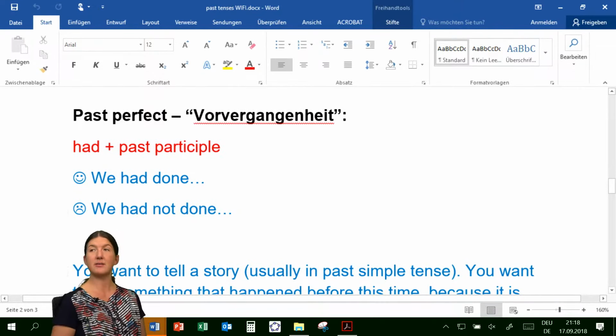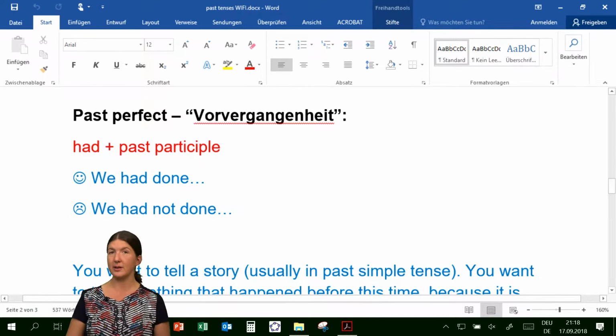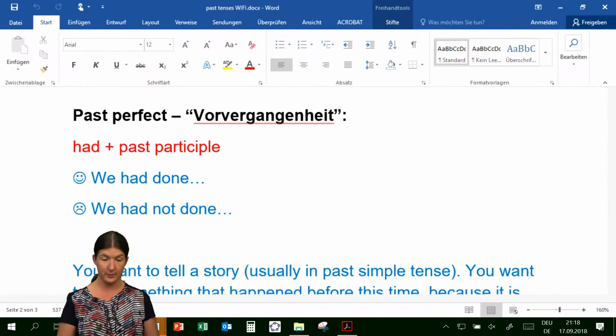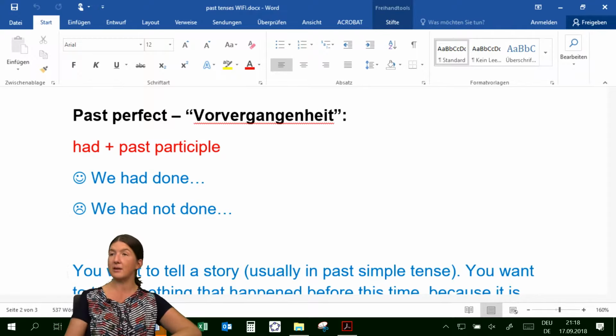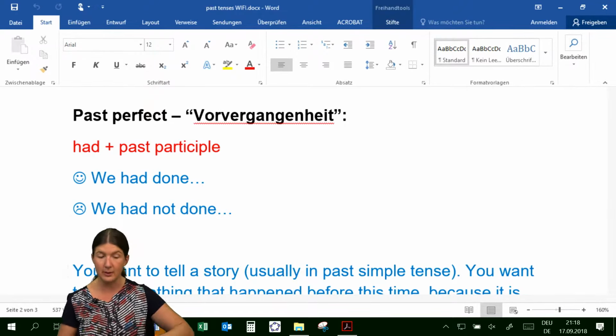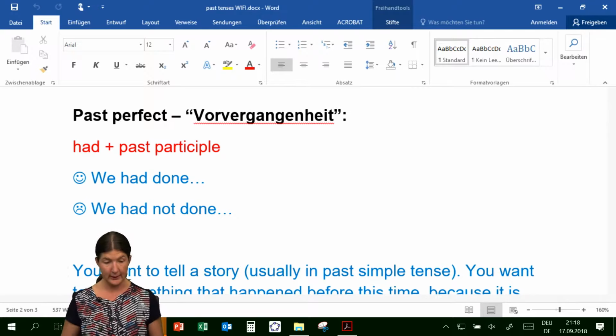Then we have one of my favorite tenses that nobody uses ever. The past perfect tense, in German the Vorvergangenheit, which I think is a name that in German makes quite a lot of sense, because it does express what the past perfect does. The formation is quite easy: had and the past participle. It's unchangeable, so you don't have to be careful about any changes, about any third person S's or anything. It's always had and the past participle, so the third form of the verb.